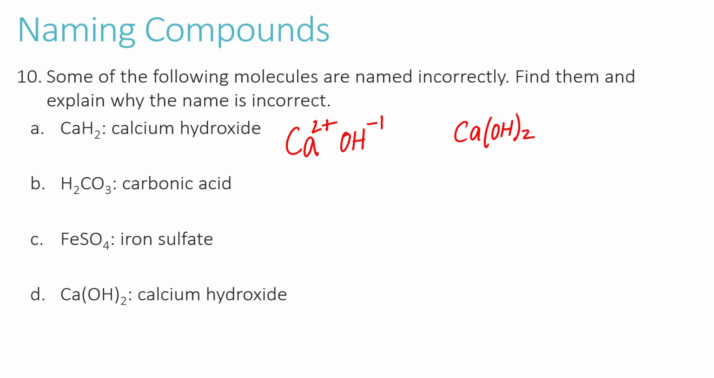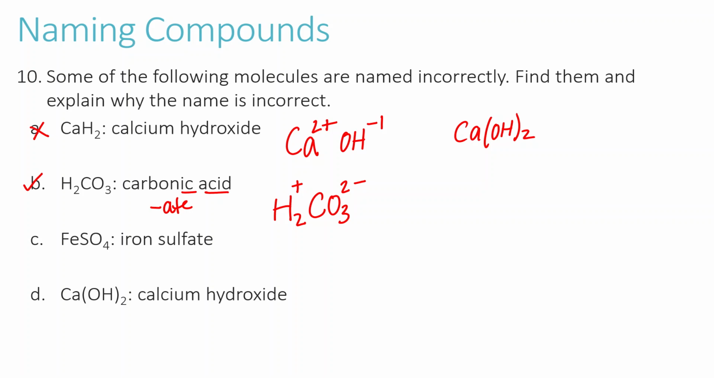Next we have H2CO3, and we're calling this carbonic acid. So carbonic acid, this is an -ic acid, which originally ended with -ate. So originally we had carbonate. Carbonate is CO3 with a -2 charge. Since this is an acid, I need to put a hydrogen in front, and that charge is +1. So I need 2 of them. So this formula is correct.